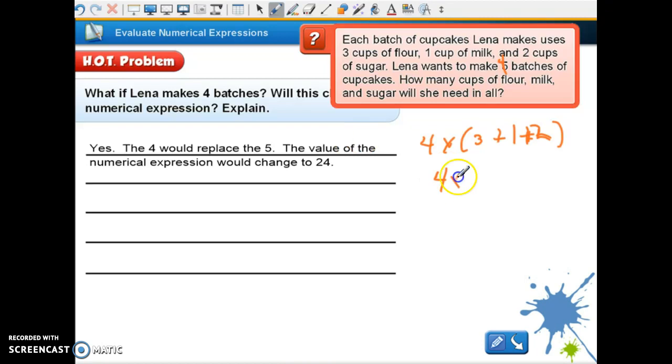So we'd write down what we're not going to change. 3 plus 1 plus 2 is still 6. And then 4 times 6 is 24. See how I did each of these horizontally. Okay, so then the 4 would replace the 5 in your expression, which we did here. And the value of the numerical expression would change to 24.